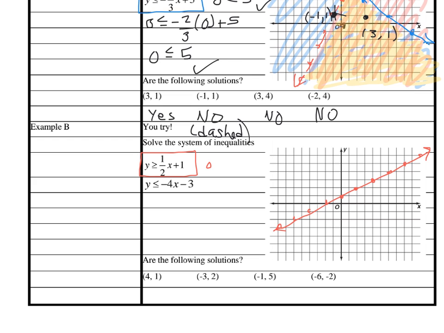So 0 is greater than or equal to 1/2 times 0 plus 1. So 0 is greater than or equal to 1/2 times 0, which is 0, plus 1. I'm left with 1. 0 is greater than or equal to 1? That's not true. So this is no. So then when I shade, I don't want to include that part right there. So that means we shade this top part.